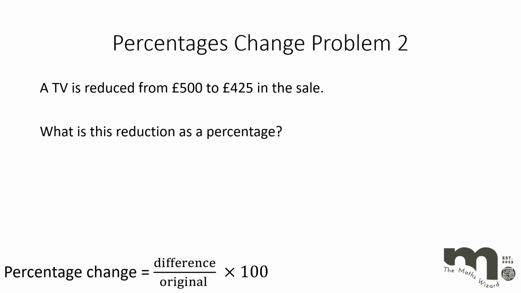Let's have a look at this next one then. So it says a TV is reduced. So we've got a percentage decrease here from £500 to £425 in the sale. What would this reduction be as a percentage? So if you pause your video and have a go.